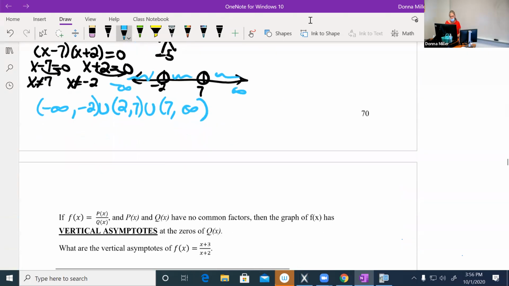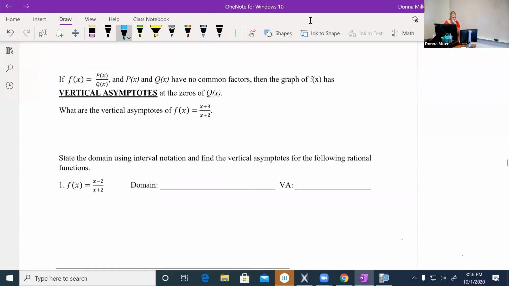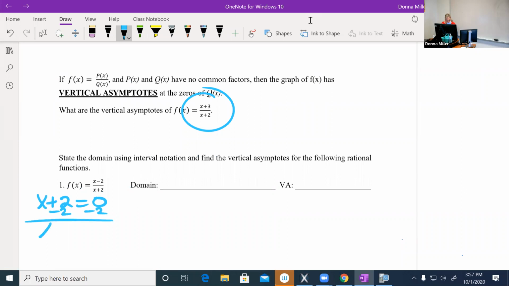All right, so basically what I want you to understand is that the domain is the opposite of the vertical asymptote. The vertical asymptote is a value that's not allowed in the domain. So when you have a function like this, to find the vertical asymptote, we set the bottom equal to 0 and you get x equals -2. That is the equation of the vertical asymptote. So the domain is x cannot be the vertical asymptote, so x cannot be -2.